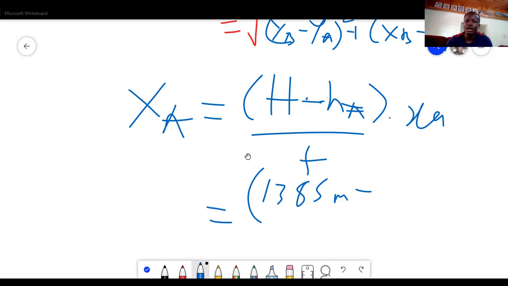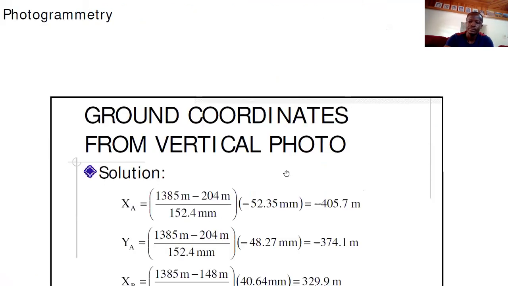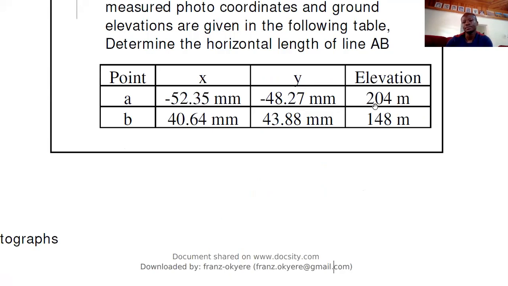Someone is wondering how I am getting that. Because I can see it from here. You can see it, 204 meters, this value. So always the flying height is the elevation, right?